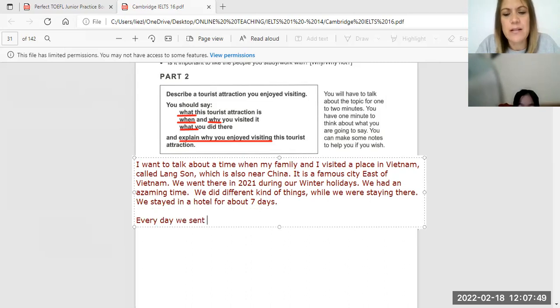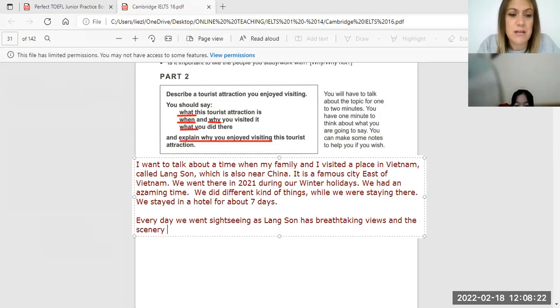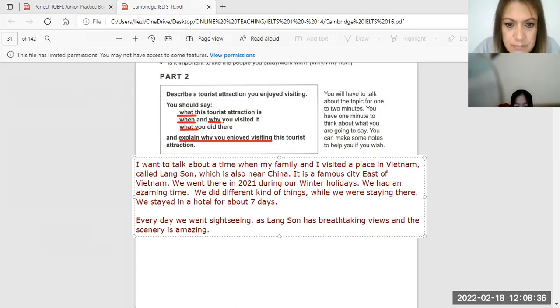Every day we went sightseeing as a place called Lang Son has breathtaking views and the scenery is amazing. Every day we went sightseeing, that's breathtaking because the scenery is amazing.